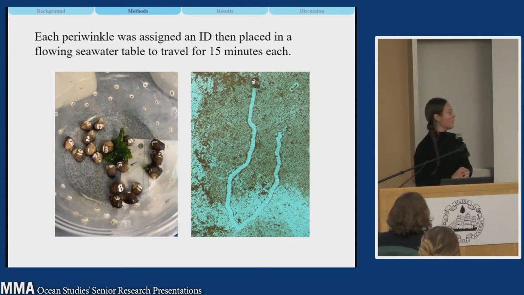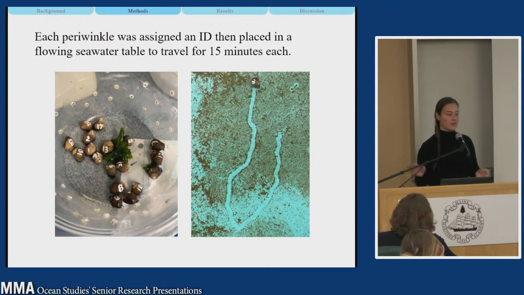Each periwinkle was put in this flowing seawater table to travel for 15 minutes each. As you can see from the second picture, there is a mucus trail that is left behind when they travel. So this is what I was using to determine how far these periwinkles had traveled. The silt on the bottom allows for the mucus trail to be visible. Every time I finished one of the trials, I would clean up the mucus trail and stir up the sediment so it could resettle on the bottom, and I would have a nice clear path for the next periwinkles.